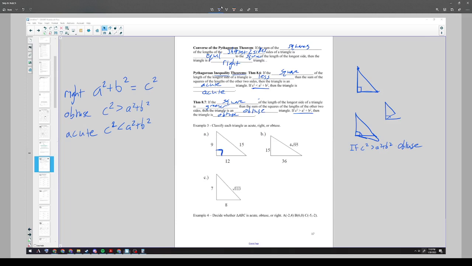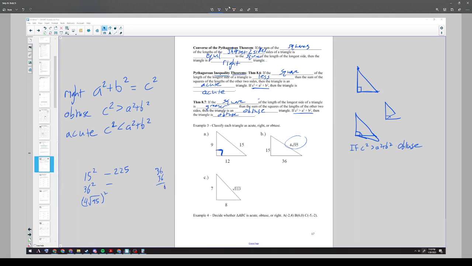This one, we're going to square the three sides, and we can't rely on the picture to know what's longest and shortest. So we don't want to make any judgments about this being the long side. We want to just go ahead and square everything. So we have 15 squared, we have 36 squared, and we have 4 square root of 95 squared. So 15 squared is 225, I know that one. 36 squared, I have no idea, but I don't need a calculator for that. We can just do 36 times 36.